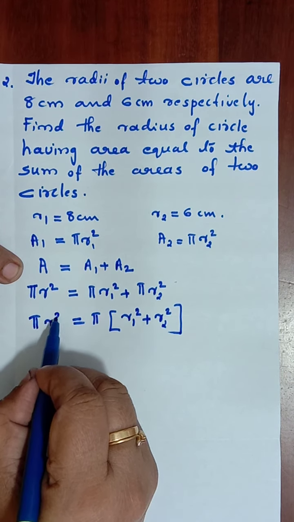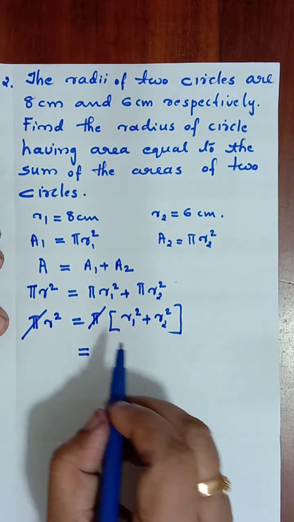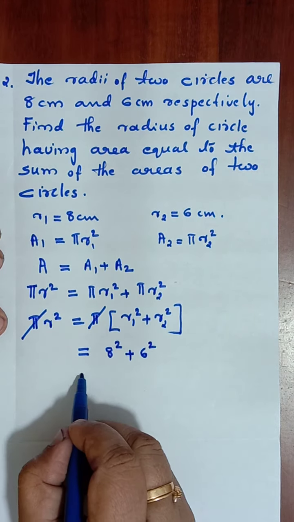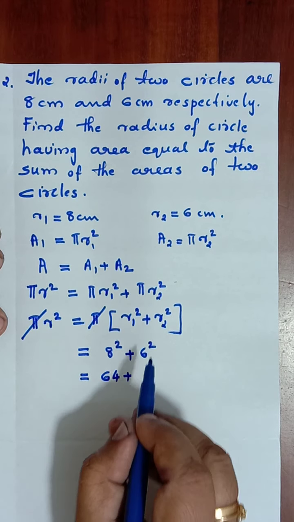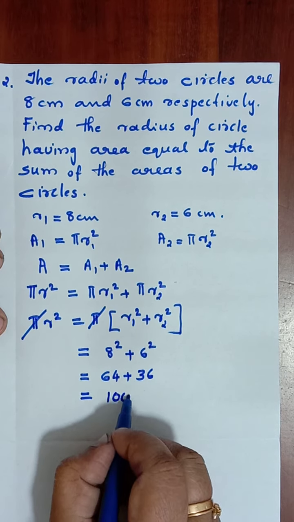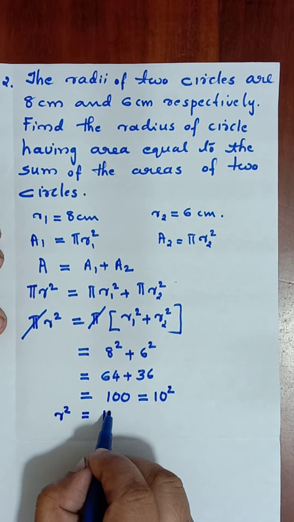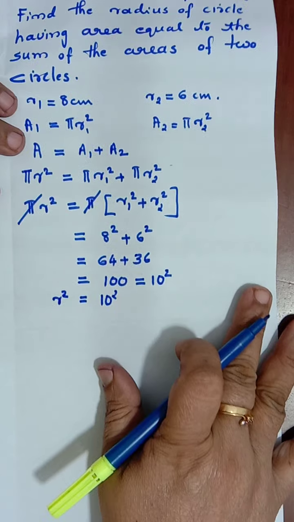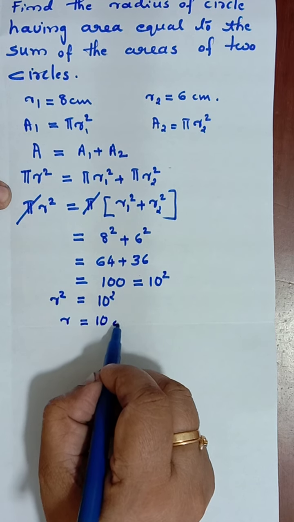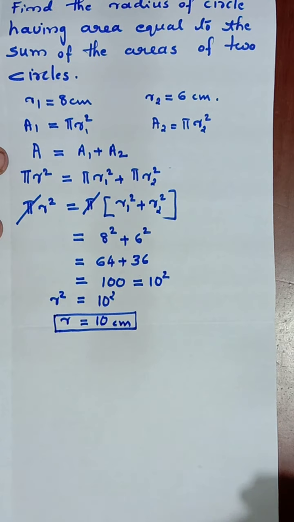So, let us have the cancelling pi on both the sides. Therefore, this is equal to r1 square, it is 8 square, r2 is 6 square. 8 8s are 64 plus 6 square is 36. 64 plus 36 is 100. That is equal to 10 square. That is r square is equal to 10 square. Therefore, what is r equal to? R is equal to 10. The unit is given as centimeter. R is equal to 10 centimeter.